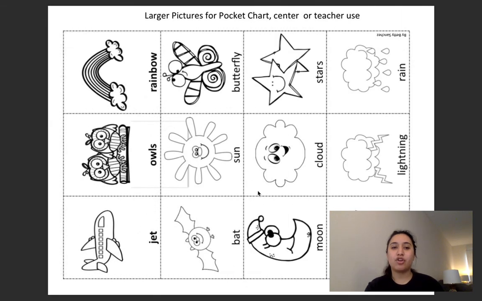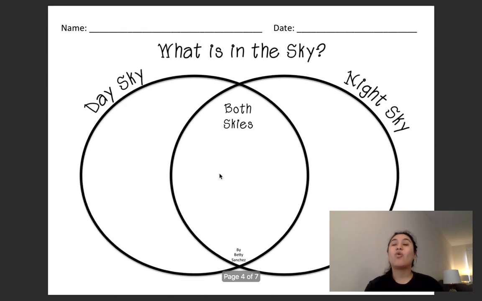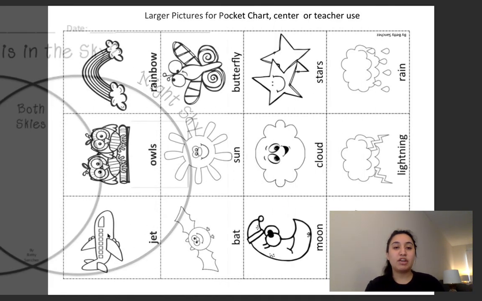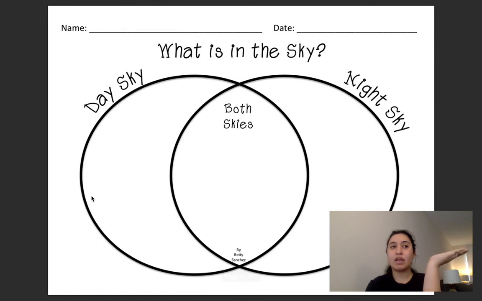Now we could talk about the moon. We would take this picture of the moon, and we would put it right in the middle because the moon is in both the day sky and the night sky. Okay? So some of these pictures, you're going to put in the daytime. Some of these pictures you're going to put in the nighttime, and some of them you're going to put right in the middle because they show up in both the daytime and the nighttime. Okay, friends? So that's what you're going to be doing today.